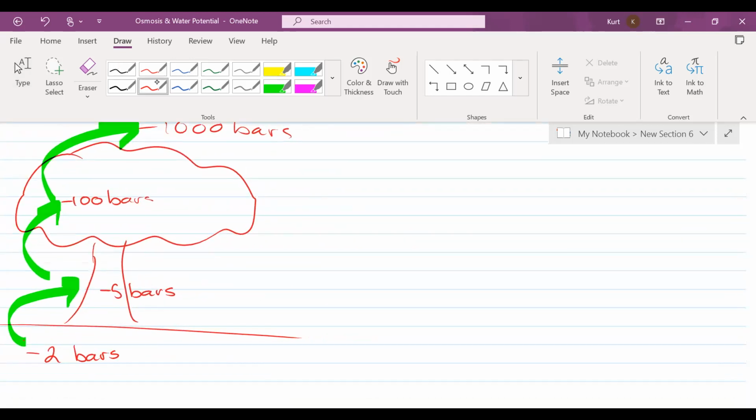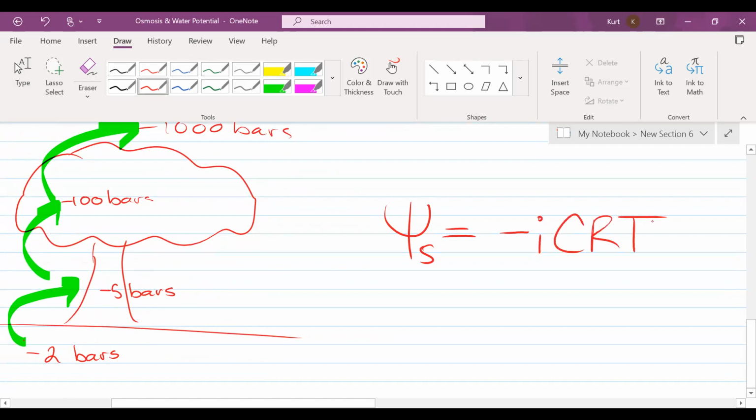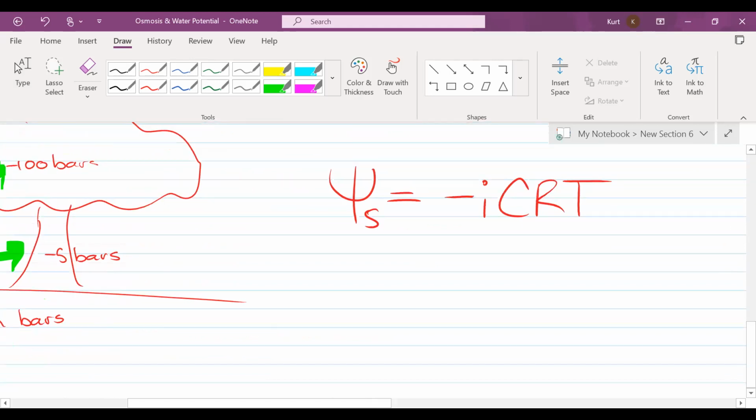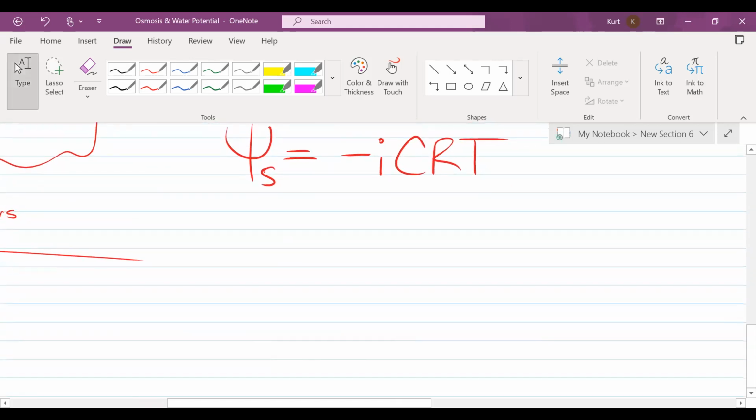So let's continue. I want to focus on psi S because psi S has its own equation. And you will be given this equation on the AP exam, but you will not be given the variables. You won't be hand-fed them. You have to match them up. So the equation is negative iCRT. A lot of people forget the negative part. Don't forget the negative. Let's go over each of these variables.